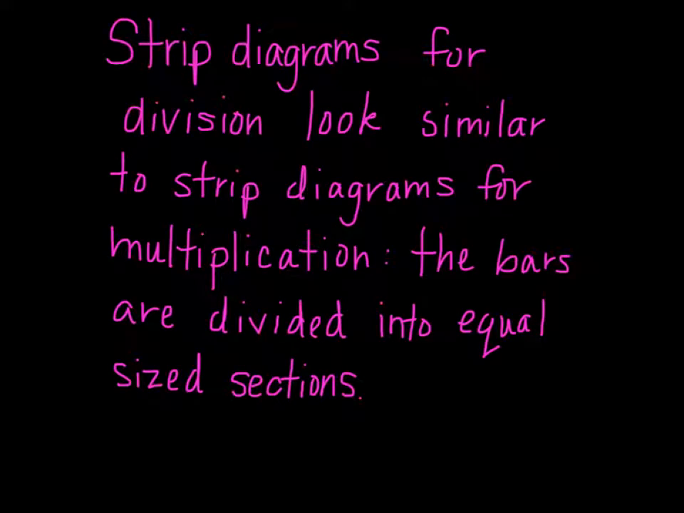Let's look at some strip diagrams for division situations. These diagrams are going to look similar to the strip diagrams that we looked at for multiplication because the bars are going to be divided into equal-sized sections. That's because multiplication and division talk about numbers that are divided into equal groups or same-sized groups. So the bars will be equal or the same size.